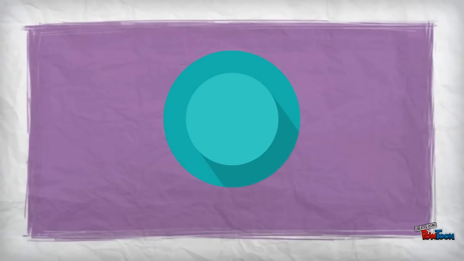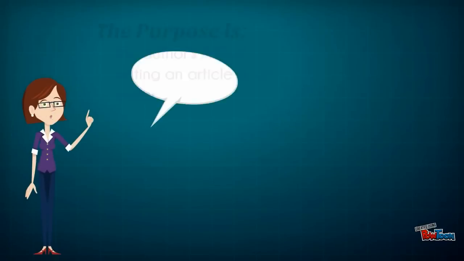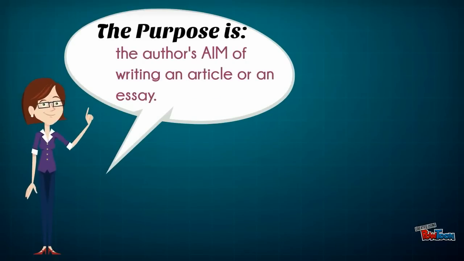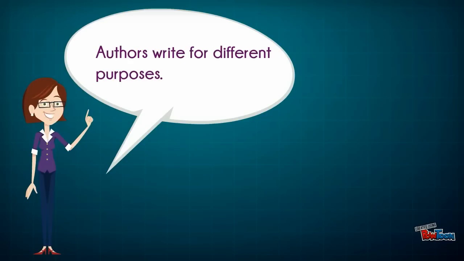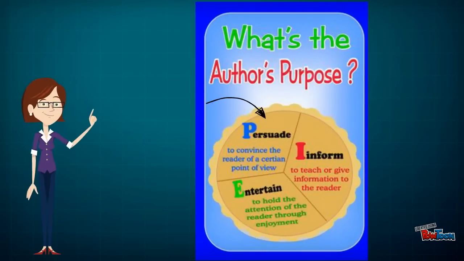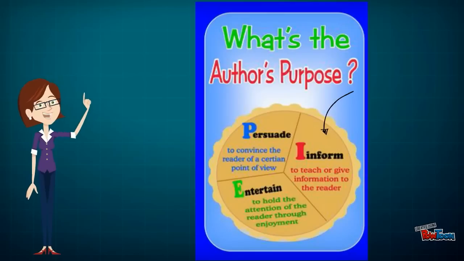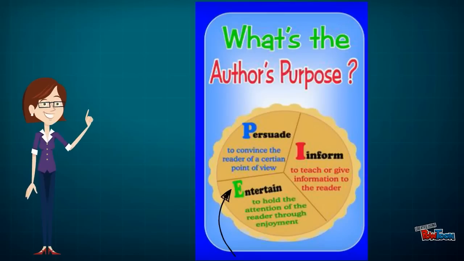Now we will discuss the third critical reading skill, which is the purpose. The purpose is the author's aim of writing an article or an essay. Authors write for different purposes. Sometimes an author can write to persuade or convince the reader of a certain point of view. At other times, he can write to inform or give information. Or he can simply write to entertain the reader through enjoyment.